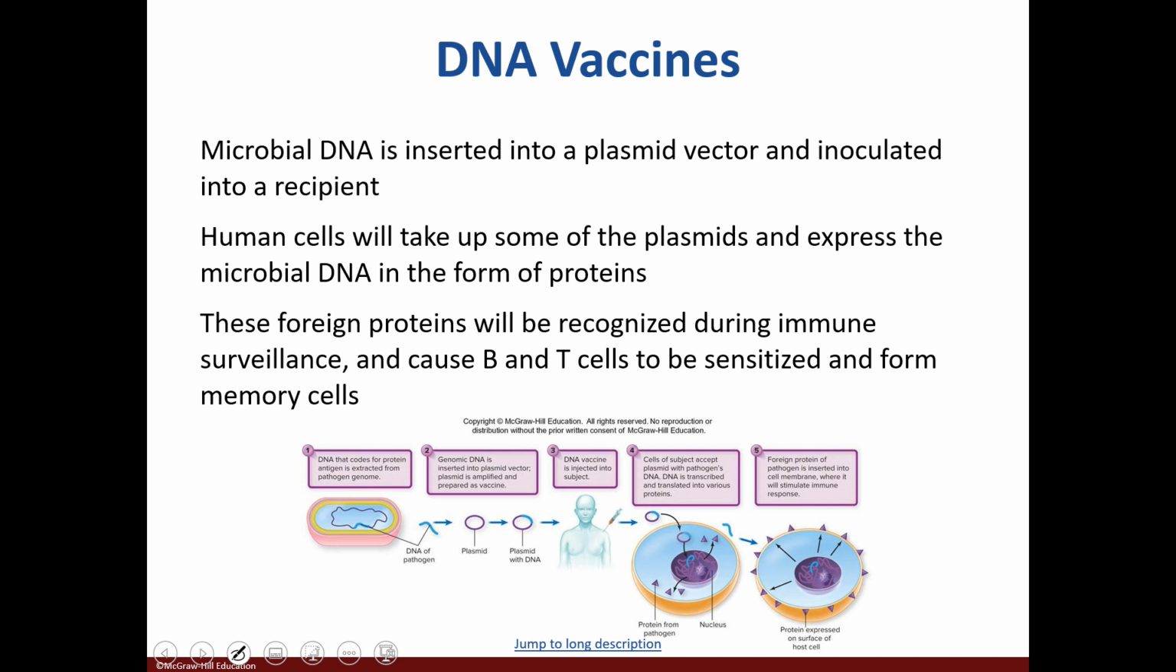In DNA vaccines, DNA from microbes is inserted into plasmids and then inoculated into a recipient. Humans will take up the plasmid and express the microbe's DNA via the proteins. Those proteins can then be expressed on the host cells and generate an immune response.